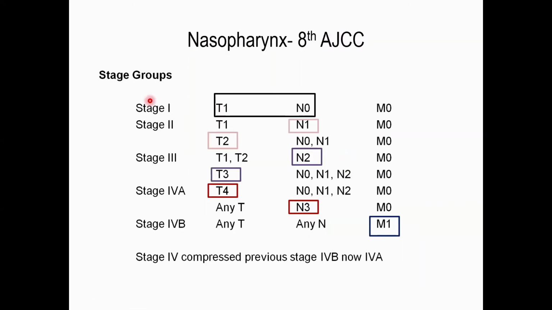Next, now I am putting the composite stage. Stage 1 is T1 N0. The moment the patient has a node, it is stage 2. So T1 N1, T2 N0, and T2 N1 are stage 2. I will discuss this.